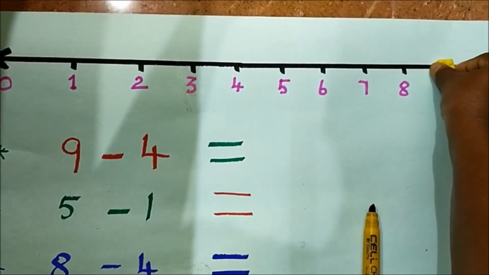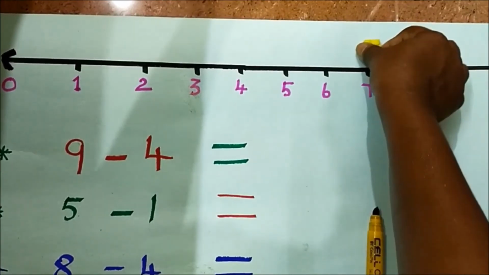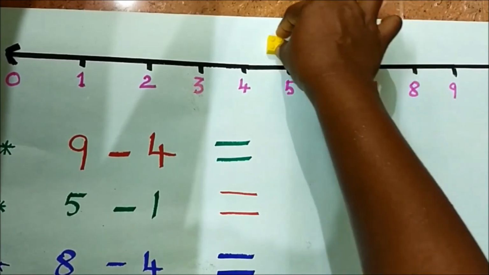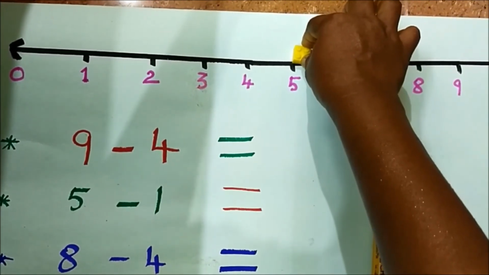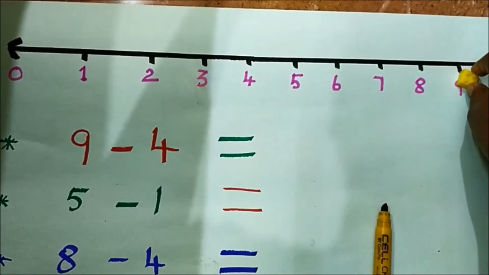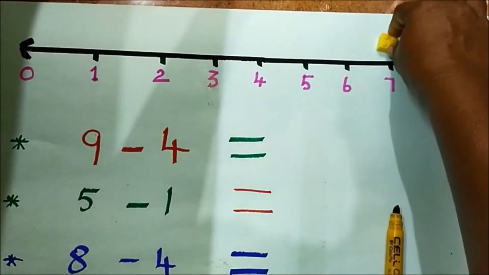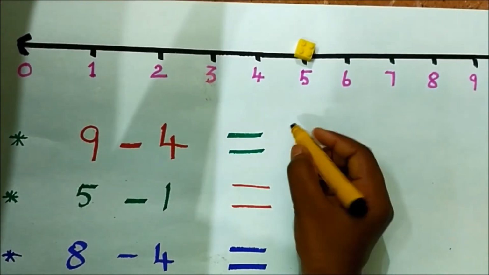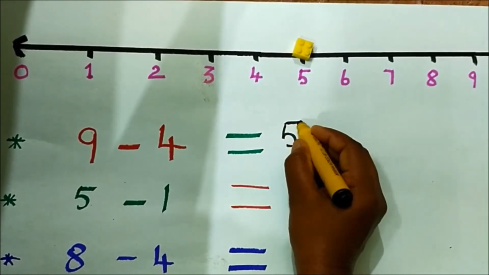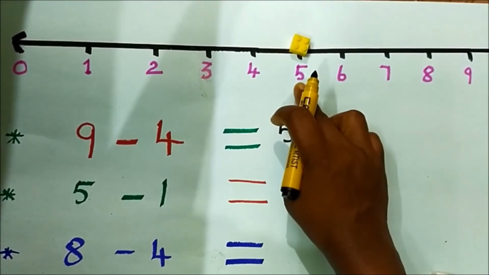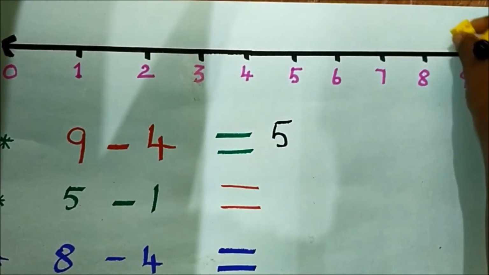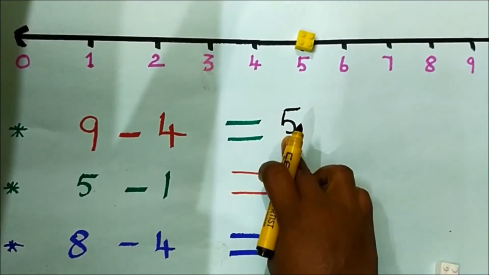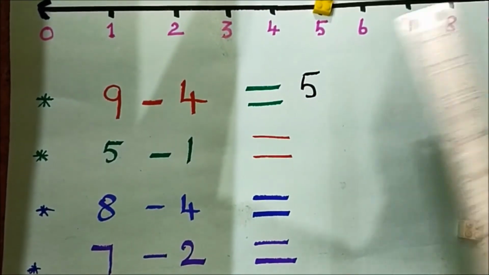Can we do it again? From 9, 4 moves. 1, 2, 3, 4. That's all; till 4 only we have to move. From 9 to 8, 1, 2, 3, 4. So what is the answer? We got 5 as the answer. So 9 minus 4 is 5.